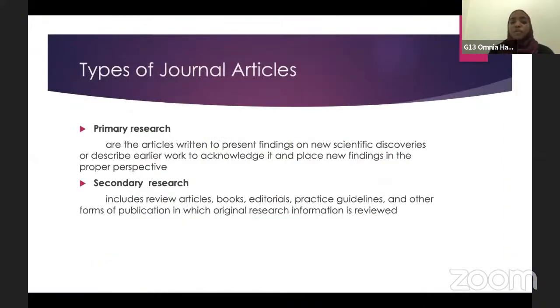What are the types of journal articles? We have two types. Either primary research, which are the original articles written to present findings of new scientific discoveries or to describe earlier work, to acknowledge and place new findings in the proper perspective. Or secondary research, which is the meta-analysis and systematic review, whatever we do to reflect on the primary research, like books, editorials, practice guidelines, and other publications.